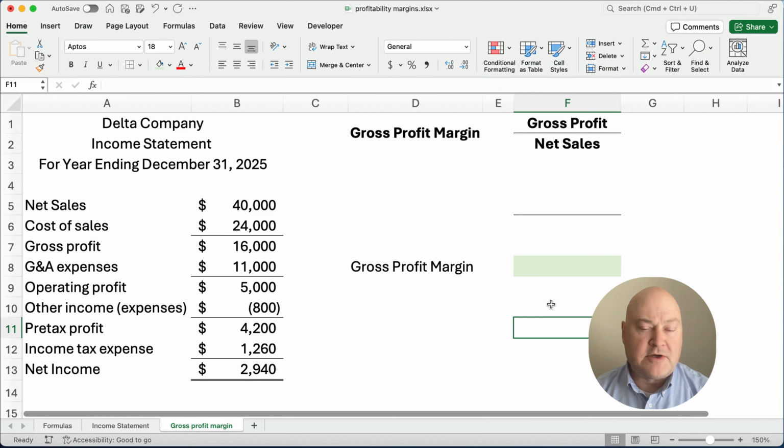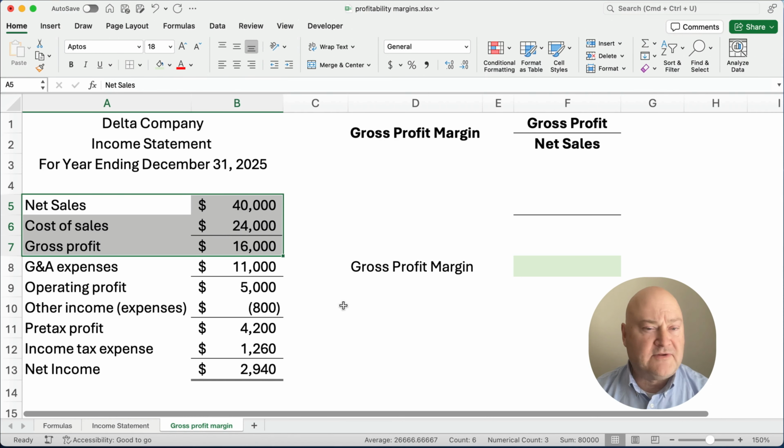Today we're working on how to calculate gross profit margin. Now, gross profit margin is always a percentage. It's one of the profitability ratios. So gross profit margin is the percent, and here's the formula. You take the gross profit divided by net sales. Now, sometimes gross profit is called gross margin, but in this case, it's gross profit divided by your net sales.